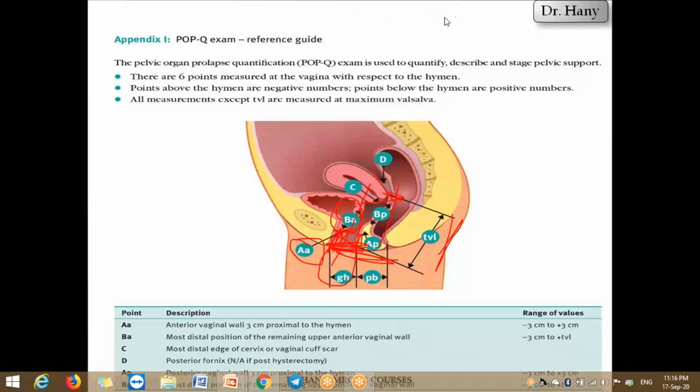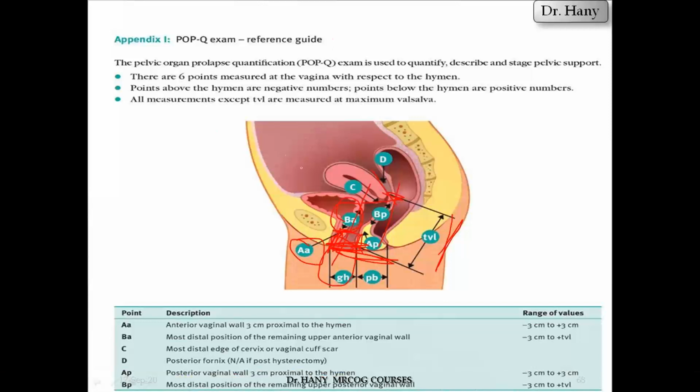I will just go fast in it. If you're still having a hazy point, I will clarify it. So you have 9 points to comment on in the POP-Q system: 3 anterior, 3 posterior, and the 3 for the genital hiatus, perineum, and total vaginal length. These are 9 points.